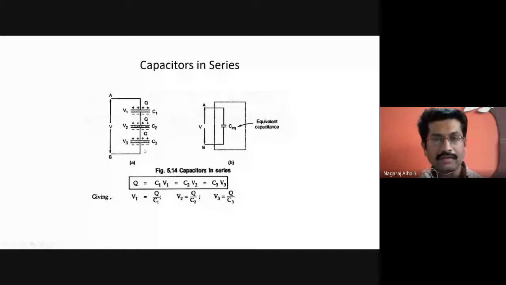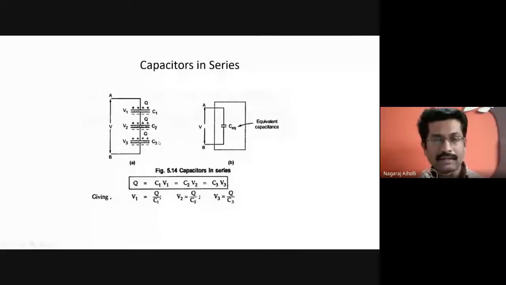Because it is connected in series, the charge distribution is such that the charge deposited on all the plates will be uniform, or equal. When they are connected in parallel, it is the sum of the charges deposited on the capacitor plates. But when they are connected in series, the charges are distributed uniformly between the three plates, and whatever charge is deposited will be the same for all three capacitors. So Q equals C1 V1, equals C2 V2, equals C3 V3.